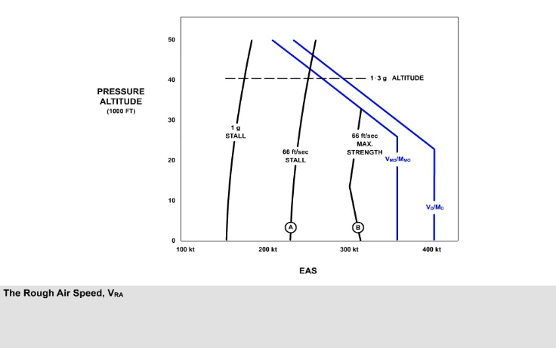If the aircraft experiences a 66 feet per second vertical gust at all speeds above line Alpha, the aircraft will not stall, and at all speeds below line Bravo, the structure will not be overstressed. Therefore, the rough airspeed, VRA, should lie somewhere between these two speeds. VRA gives equal protection between accidentally stalling and accidentally overstressing the aircraft. So it is the operational speed at which to fly the aircraft when turbulence is encountered.